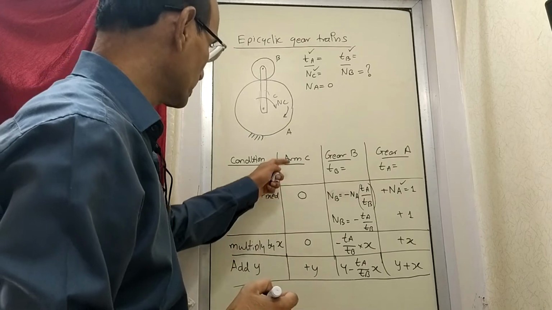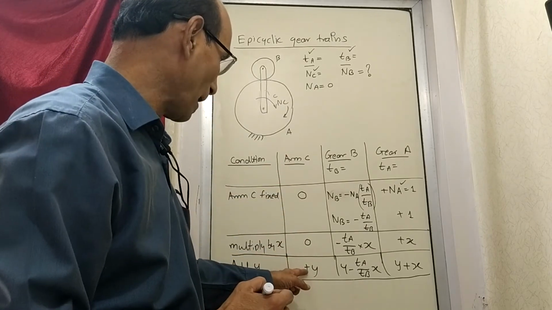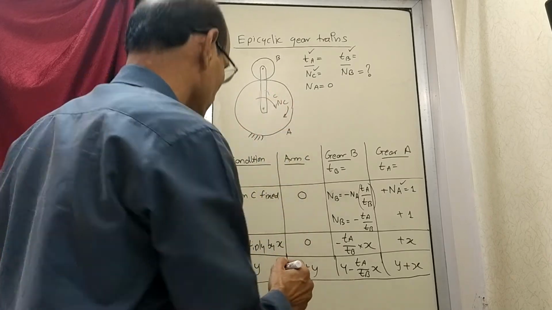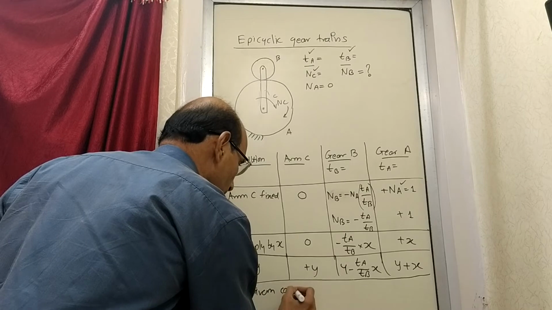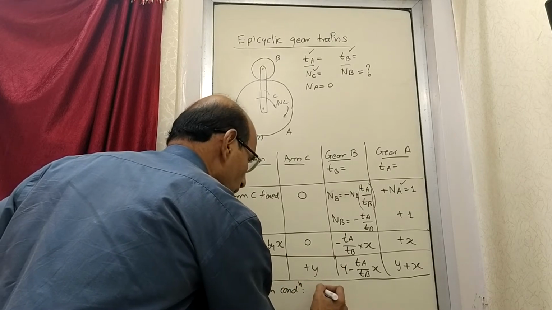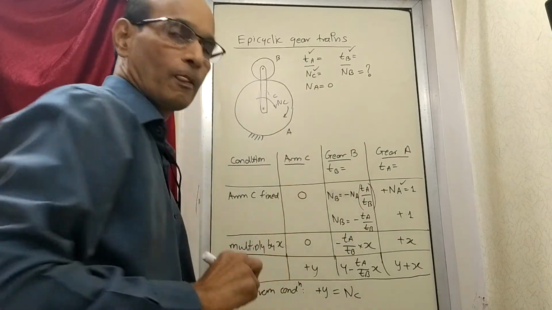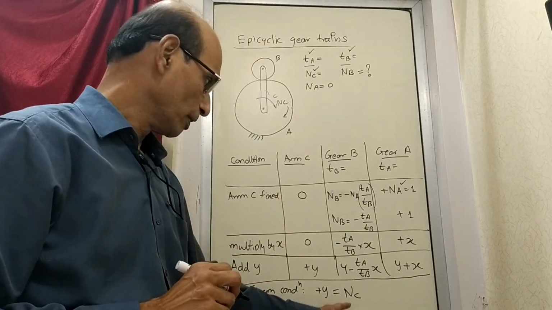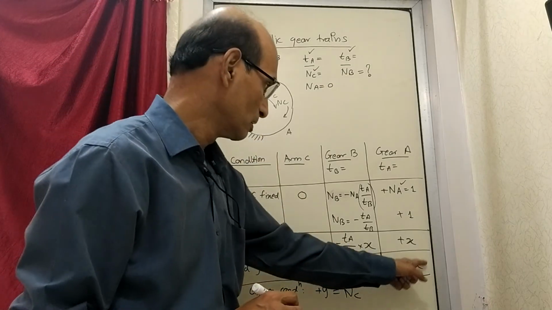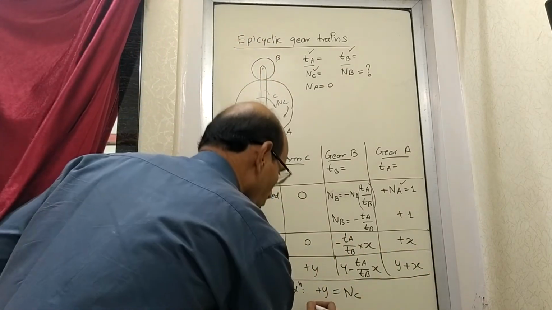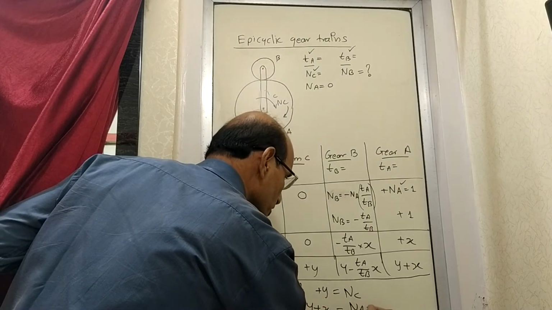So now what we do is, here we are putting the actual value. That means Y, what is Y? Y is the speed of the arm. That means the given condition says Y is equal to the speed NC that is given. This is a given numerical value. Second thing is gear A is fixed. That means Y plus X is 0. Y plus X is what? Speed of A, which is 0.